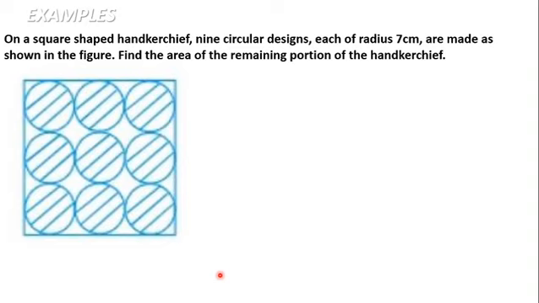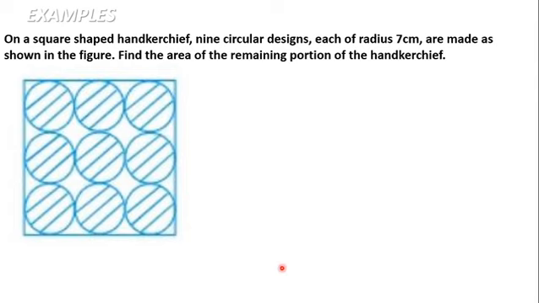So we have this handkerchief, which is a square, and there is a pattern drawn inside of circles, 9 of them, and each circle is of radius 7 centimeters. But we can see these spaces here, the remaining portion of the handkerchief, and the question says we have to find the area of that portion. Now that's easy to do.